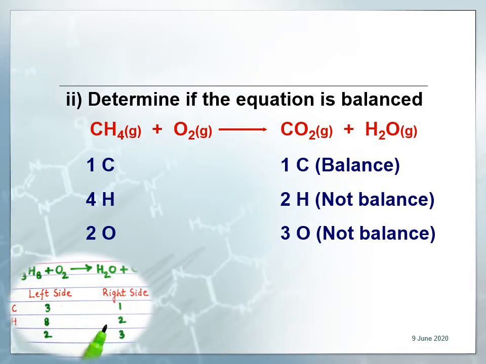Number 2. Determine if the equation is balanced. In the second step, we need to compare the number of atoms on both sides. From the equation, there are 1 C, 4 H, and 2 O on the left side. While on the right side, there are 1 C, 2 H, and 3 O. This means this equation has a balanced number of C, but not a balanced number of H and O.